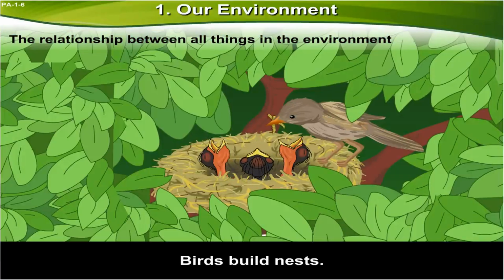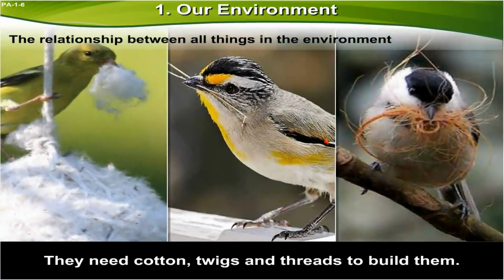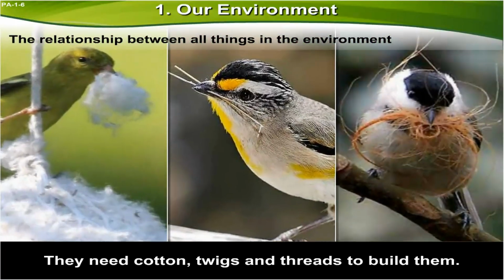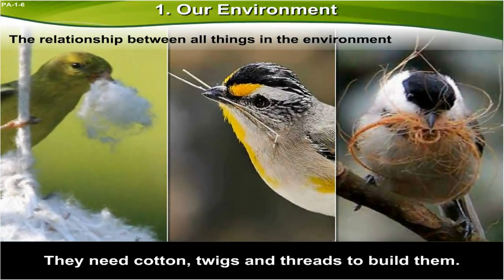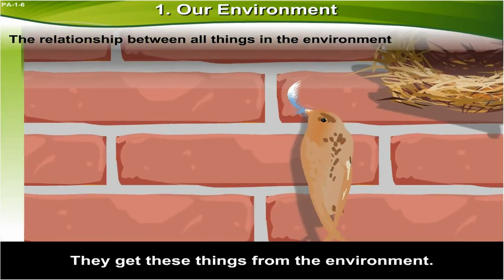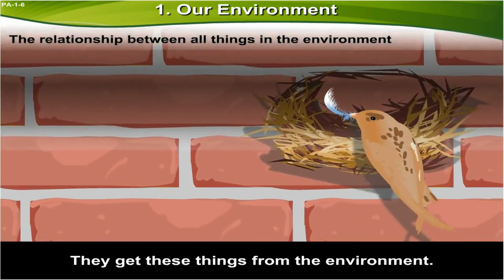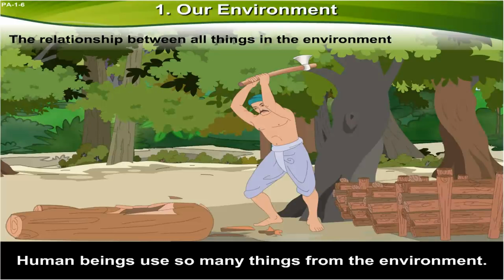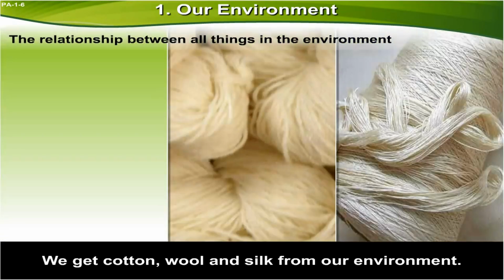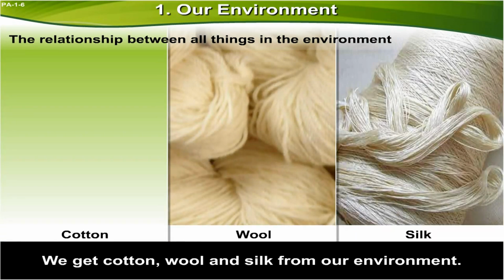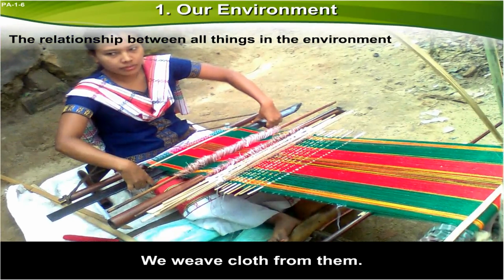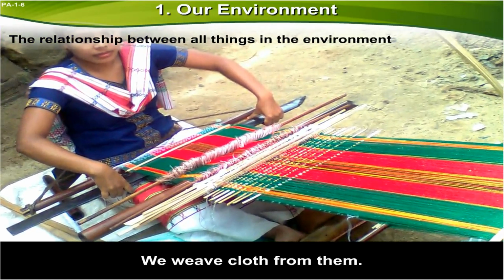Birds build nests. They need cotton, twigs, and threads to build them. They get these things from the environment. Human beings use so many things from the environment. We get cotton, wool, and silk from our environment. We weave cloth from them.